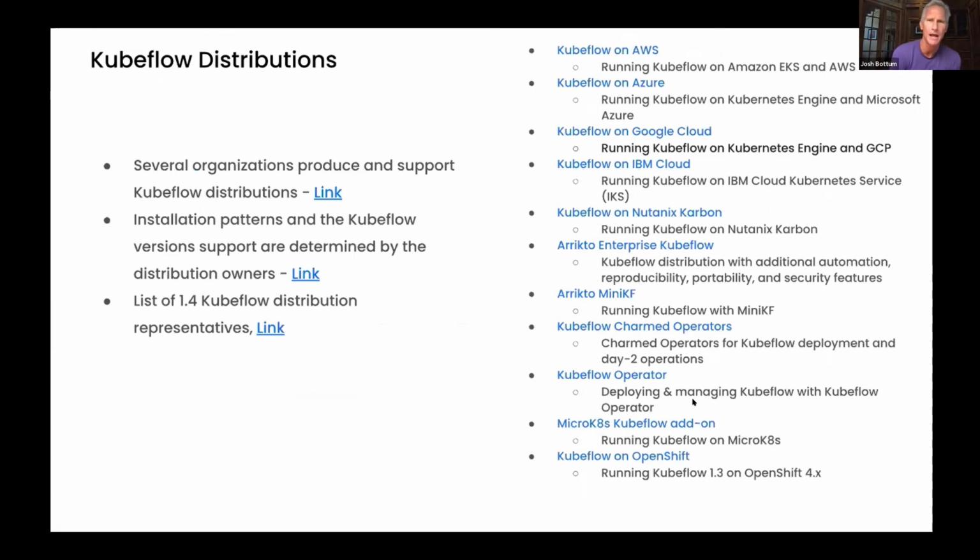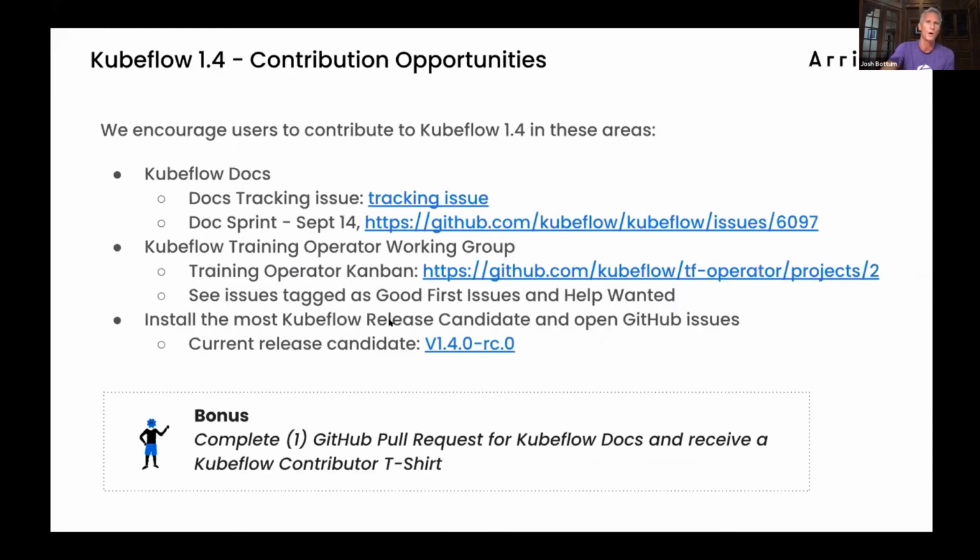And just to talk about the distributions briefly, there are, I think, about 10, 11, maybe 12 distributions now. Several organizations produce and support Kubeflow distributions. I provided a link here. They have installation patterns and versions that are determined by those distribution owners. And in this link here, you can also see the folks that are responsible for building each of the individual distributions for 1.4.